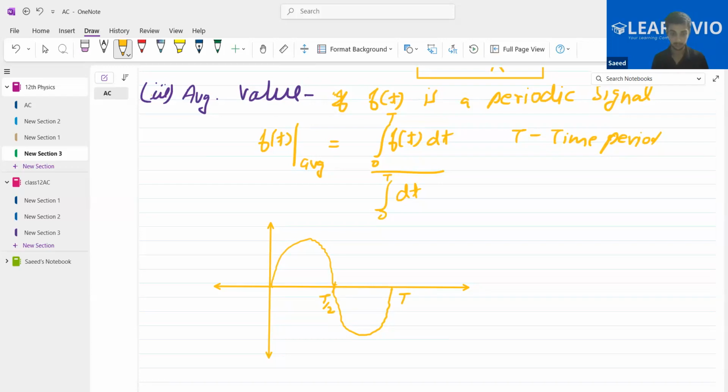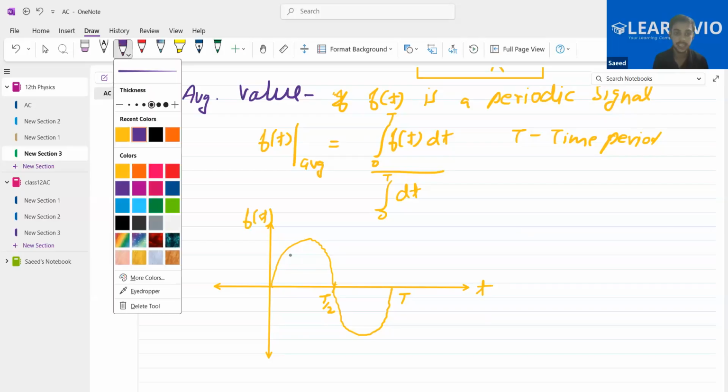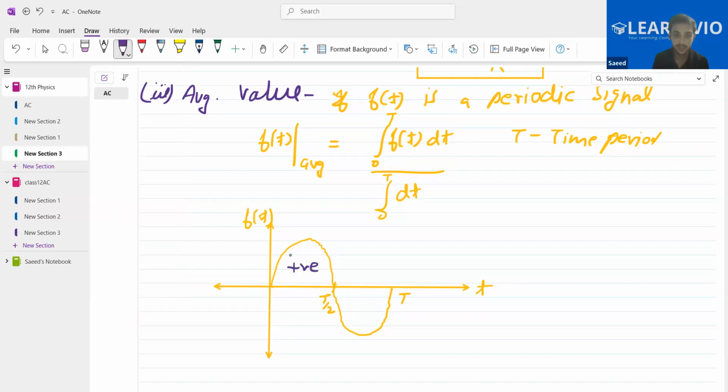So what is f of t dt? Don't you think that this is the area under the curve of the function f of t and t? Yes or no? So do you think that this area is going to be positive and this area is going to be negative? So then 0. And both the values are equal. So the average is 0.